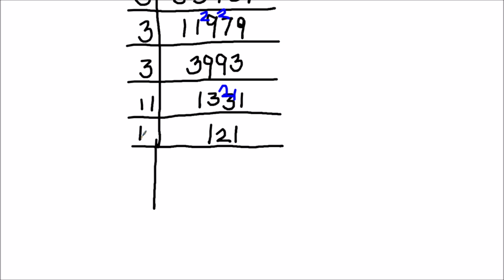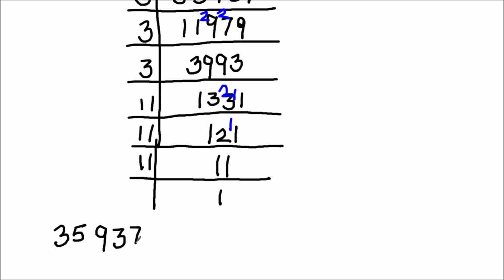Now 121 is again divisible by 11. 11 times 1 is 11. 1 is the remainder. This becomes 11. And now 11 is divisible by 11. 11 times 1 is 11. So let's write 35,937 as the product of its factors, which is 3 times 3 times 3 times 11 times 11 times 11.